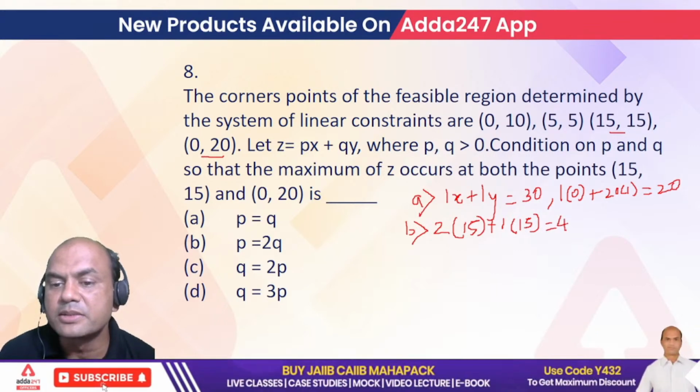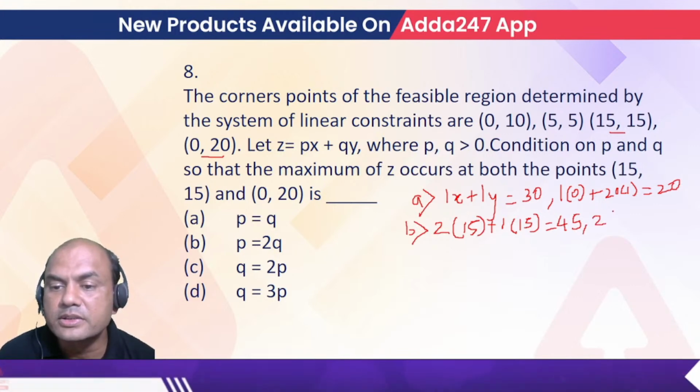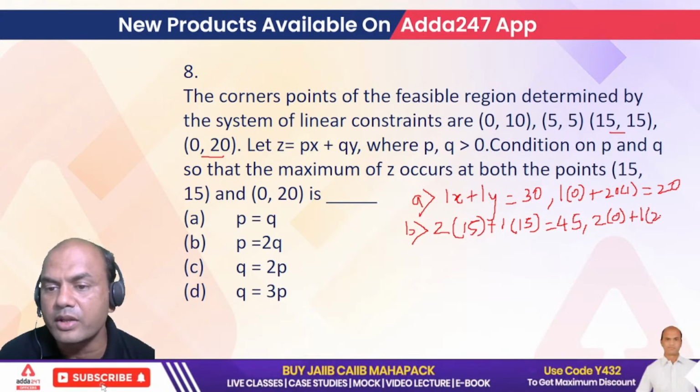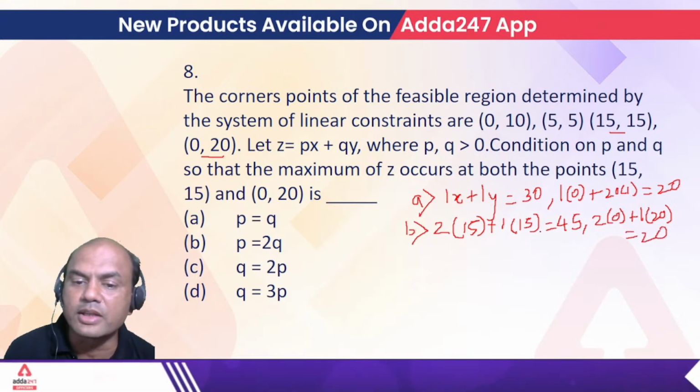Okay, similarly this second, 2 into 0 plus 1 into 20, right? 1 into 20. So what is the answer? 20. Are you getting the same value? No. So that is also out.